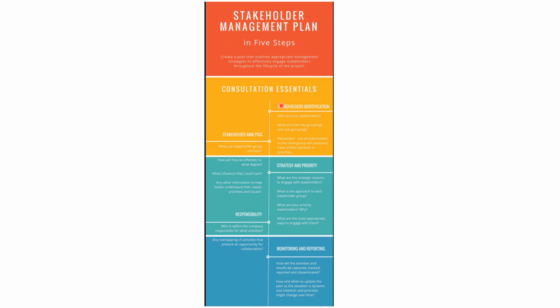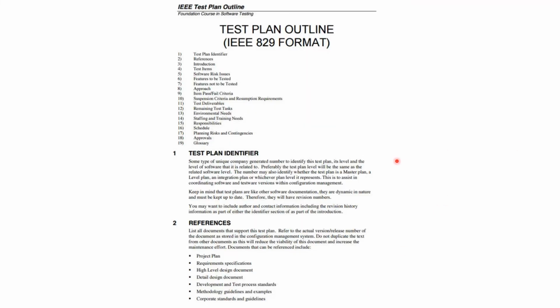And this is the stakeholder management plan. It talks about five essential steps: stakeholder identification and stakeholder analysis, responsibility, strategy and priority, and monitoring and reporting. These are the five aspects in a stakeholder management plan. This is an outline of a test management plan. It talks about the test plan, identifying references, test items, features to be tested, features not to be tested, pass/fail criteria, environmental needs, staffing and training needs, risk and contingencies. All those things you can talk about in a test plan.